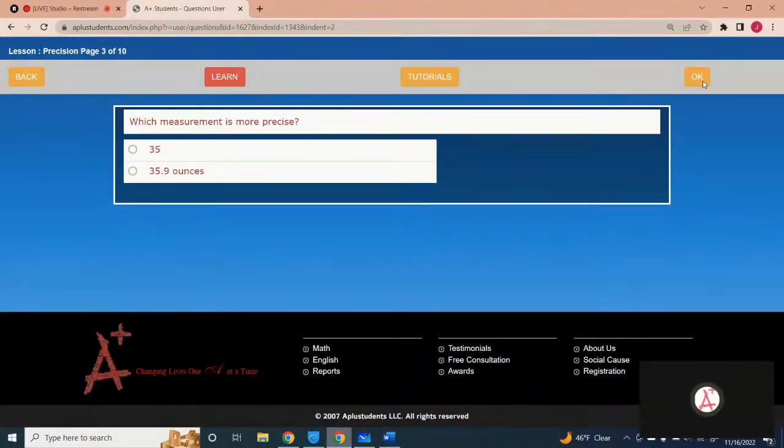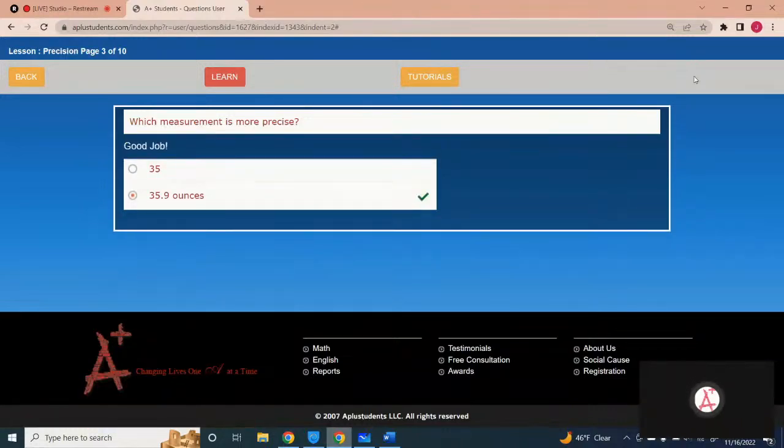Okay, the next one is which measurement is more precise, 35 or 35.9 ounces? So which one is more precise? Yes, very good, 35.9 because it is measured to the tenth of the number. So it is more precise.